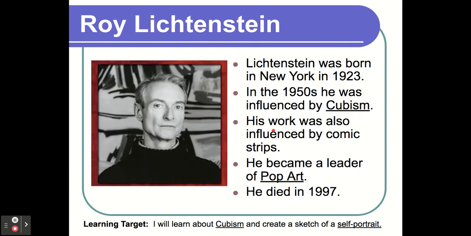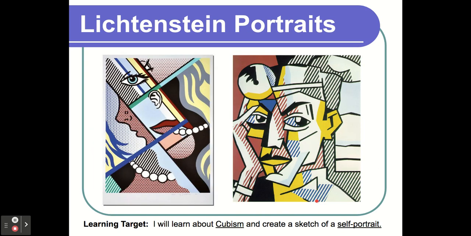Another artist that was influenced by Cubism is Roy Lichtenstein. He was not Spanish. He was born in New York in 1923, and then much later, he was influenced by Cubism in the 1950s. His work was also influenced by comic strips, and he became a leader of the pop art style. Lichtenstein died in 1997. Let's take a look at some of his artworks.